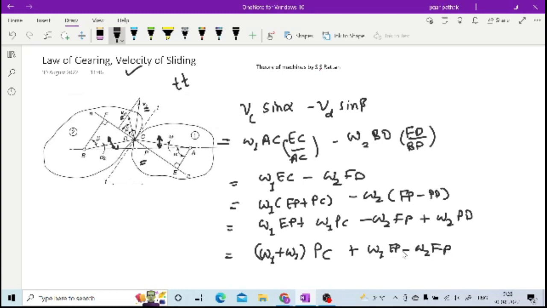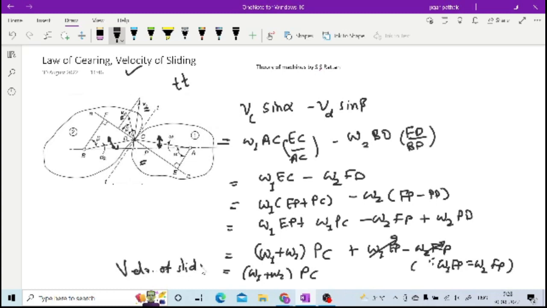Now as we have derived in the law of gearing, omega 1 EP is equal to omega 2 FP, right? So this will cancel out and it will be 0, because omega 1 EP is equal to omega 2 FP. So what we are left with is omega 1 plus omega 2 into PC. So this is nothing but the velocity of sliding, right?